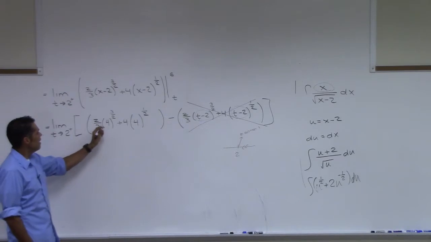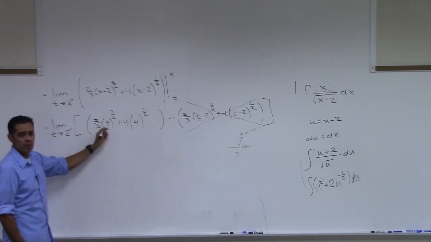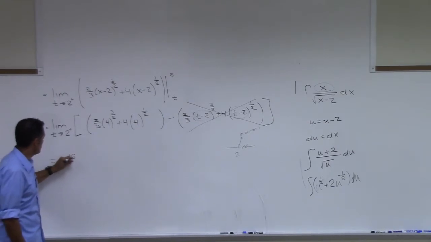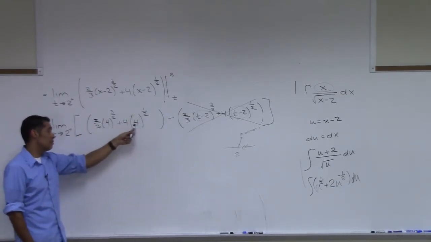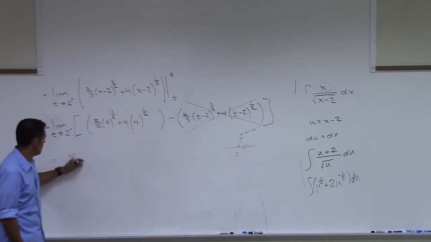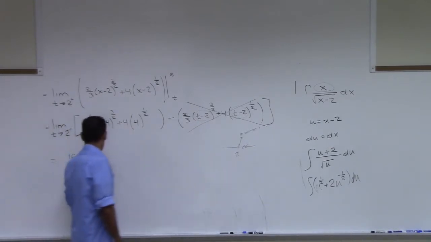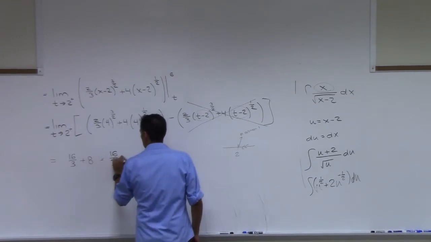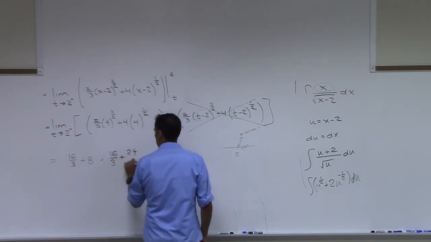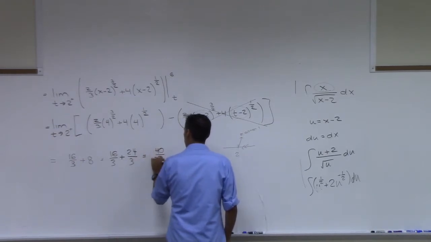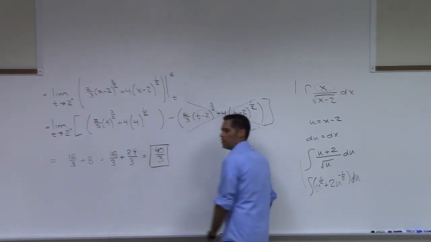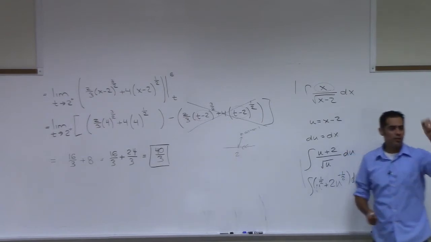Okay, so here, this means the square root of 4 cubed, right? So that's 8. So we get 16/3. That's this, and then plus, let's see, square root of 4 is 2, 8 plus 8. Common denominator. 40 thirds. It's converging, right?